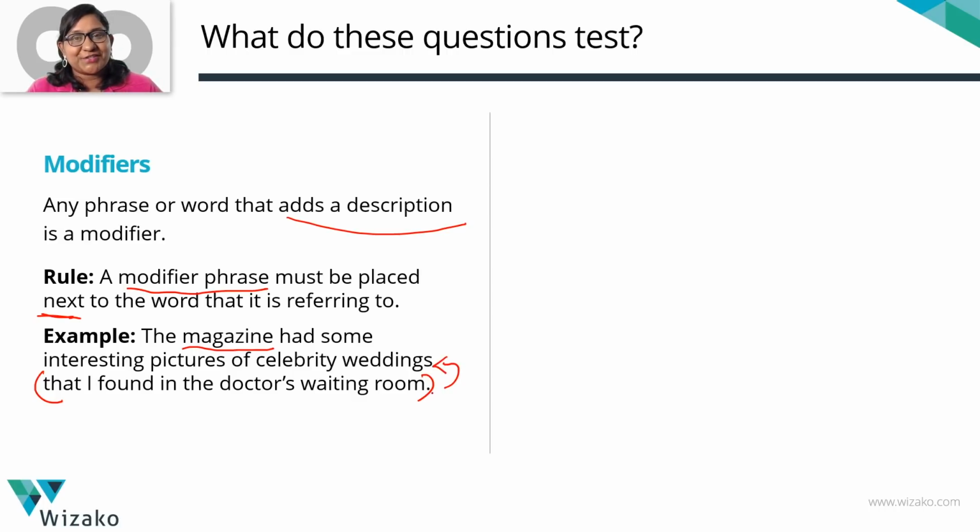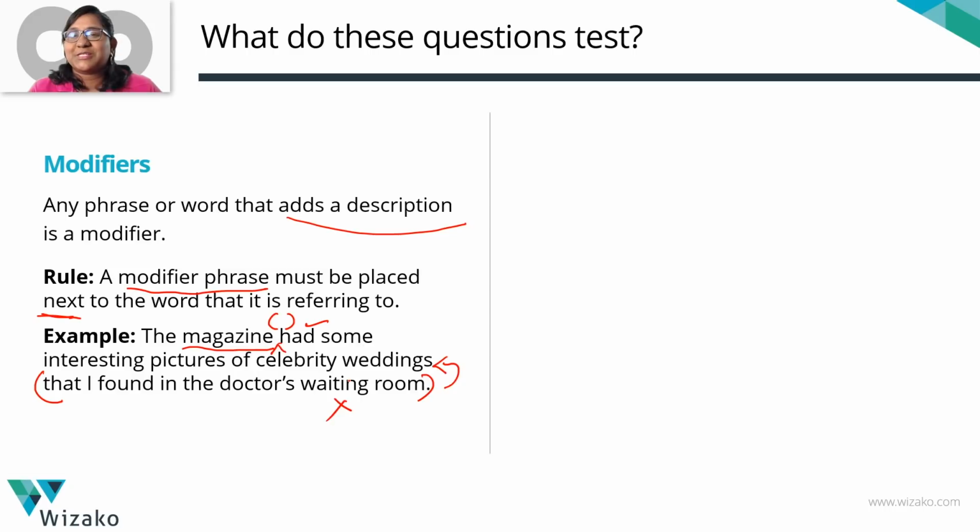If you follow the standards of good written English, the meaning of this sentence is that the weddings were found in the doctor's waiting room, and that makes absolutely no sense whatsoever. It's not the weddings, it's the magazine that was found in the doctor's waiting room. So this sentence is an incorrect sentence. Why? The modifier is not next to the word that it's trying to describe. So, what would be a correct version? The correct version would be if you inserted the modifier here. That would be a correct construction. The magazine that I found in the doctor's waiting room had some interesting pictures of celebrity weddings.